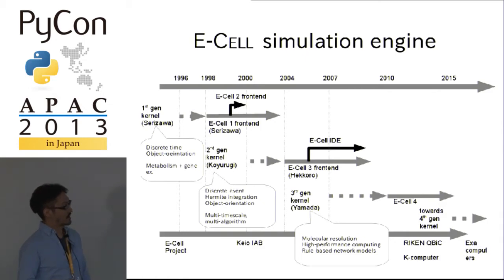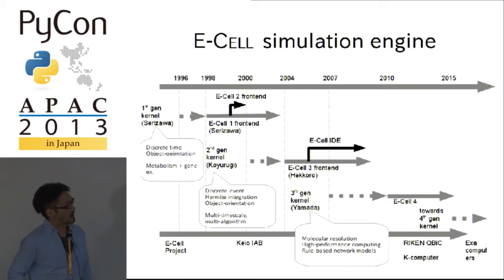The second generation was the basis of E-Cell version 3. In addition to those ideas, we included discrete event and Helmholtz integration. This is a key idea for discrete event simulators to be able to solve continuous system differential equations efficiently. And at this version, we were able to do multi-time scale, multi-algorithm simulations. We used this to combine signaling system simulations with other parts of the cell, metabolism and gene expression.